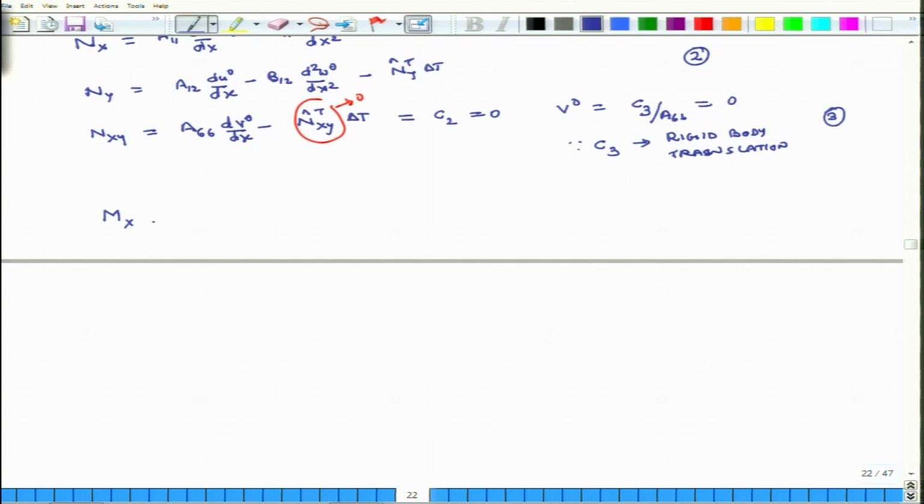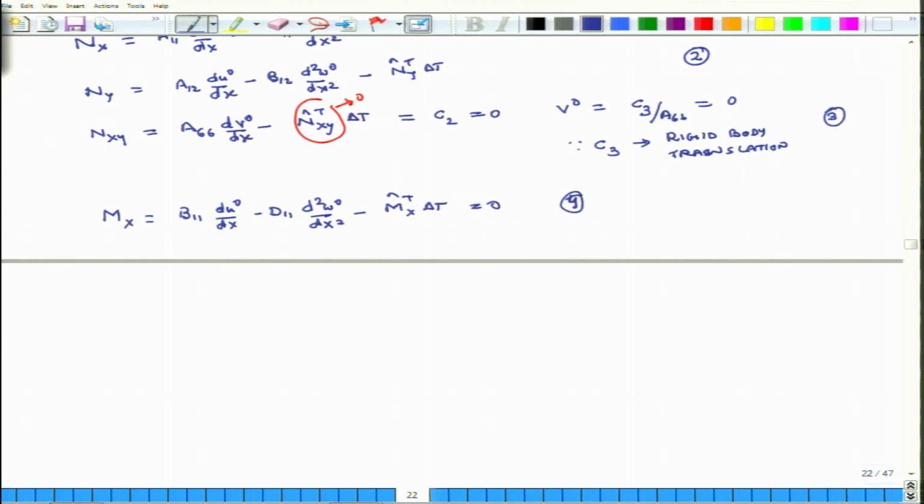So mx is equal to B11 du naught over dx minus D11 d2 w naught over dx square minus mx hat times delta t equals 0. So this is equation 4. So these are the 4 equations.